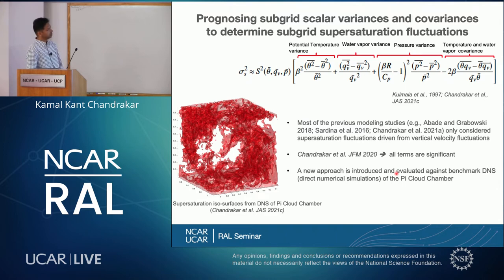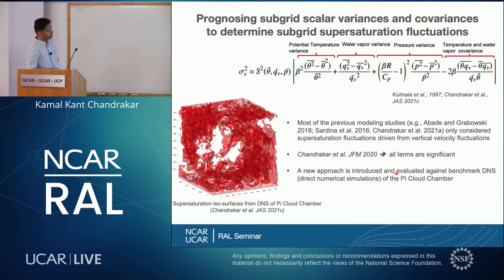So vertical velocity fluctuation drives the hydrostatic pressure fluctuation and temperature fluctuation, and that gives the supersaturation variability. However, there are other contributions like fluctuation in the temperature, potential temperature, and water vapor mixing ratio, as well as their covariances. And all these terms are also important when there's a mixing process.